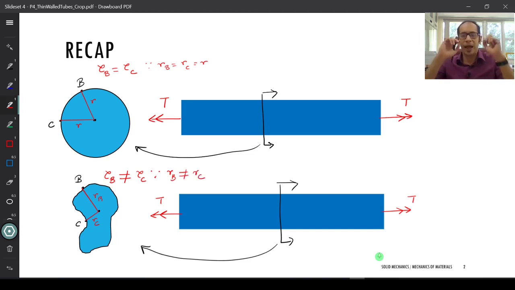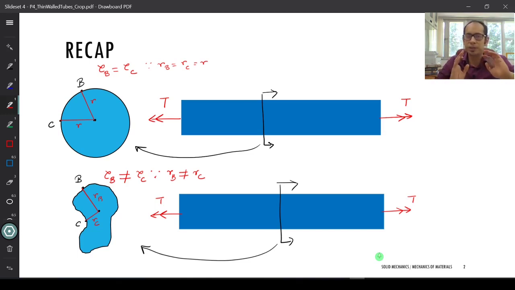So let's have this concept first ingrained in our memory, that if I am looking at a section which is non-circular, although I'm applying equal and opposite torques, if I take 2 points on the circumference which are not equidistant from the centroid anymore, they have two different distances, RB and RC. The shear stresses which are developing as a result of the applied torque at both the ends are not going to be equal, right?